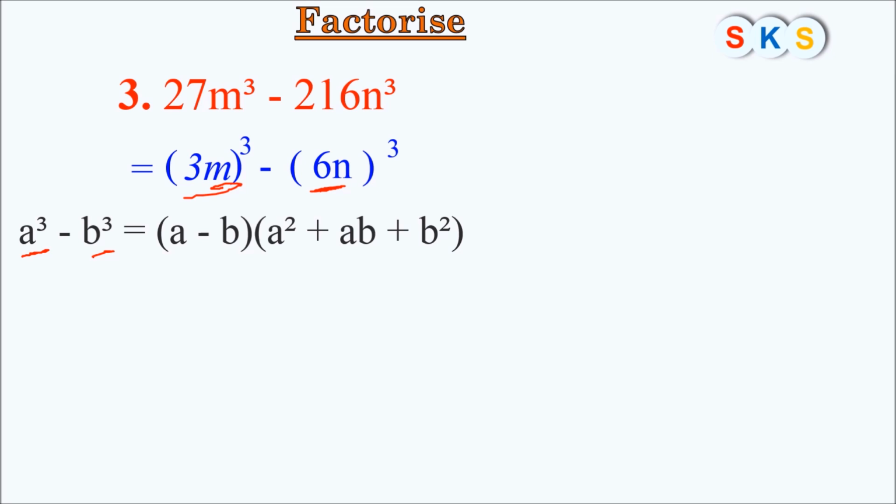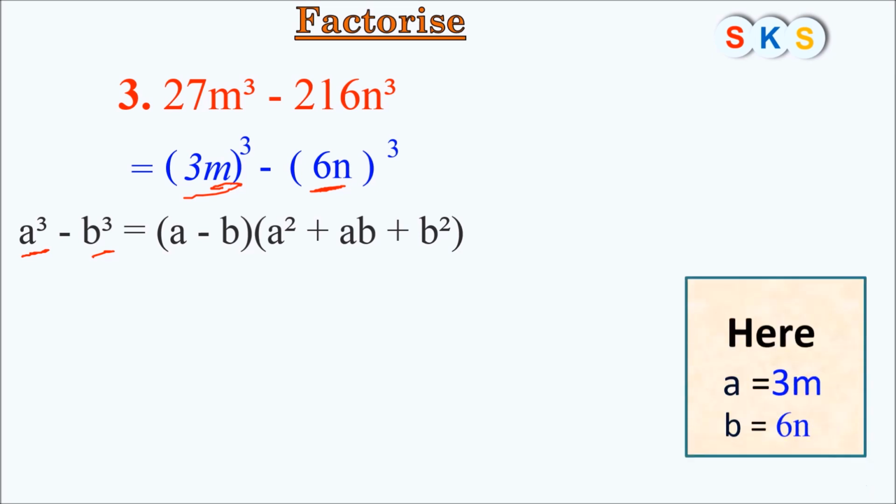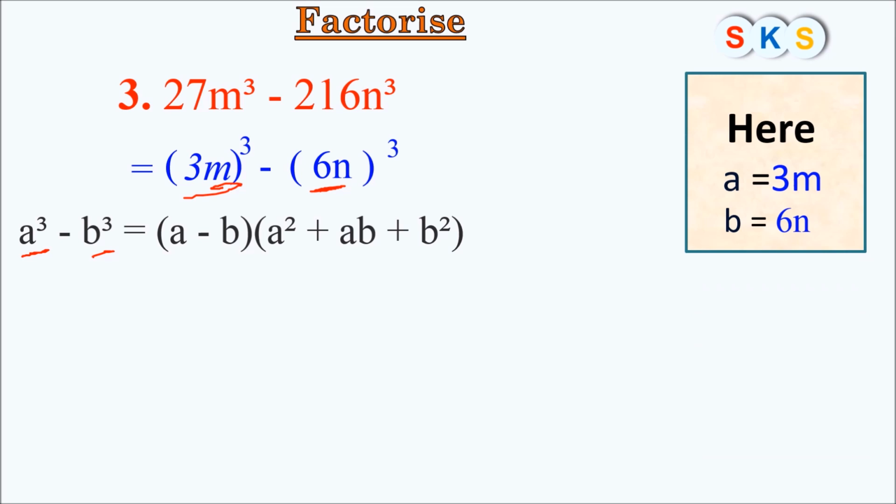Okay, so we will take the value of a as 3m and the value of b as 6n, and we will make a note of the values of a and b in the rectangular box over there. As you can see, I have noted a as 3m and b as 6n. Now we are going to substitute the values of a and b in this formula.